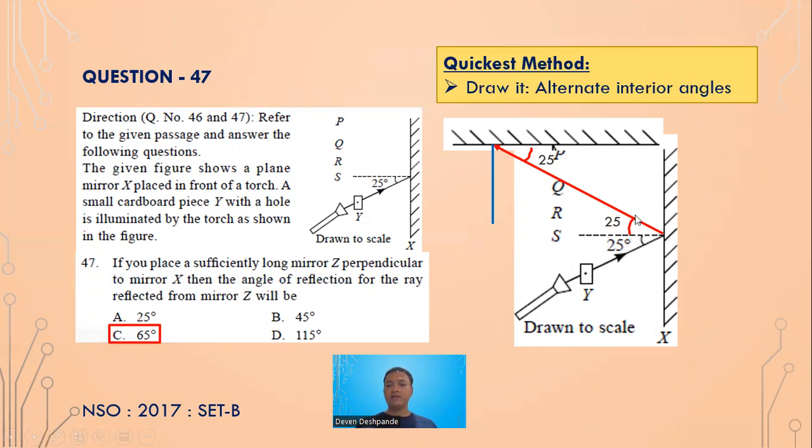Alternate interior angles. So if this is 25, what will this angle be? 90 minus 25, because this is 90 degrees. 90 minus 25 is 65, isn't it? So this angle is 65. So the angle of incidence here is 65, and when it is reflected, it also will be 65, because angle of incidence and angle of reflection are the same. So the angle of reflection also will be 65 degrees.